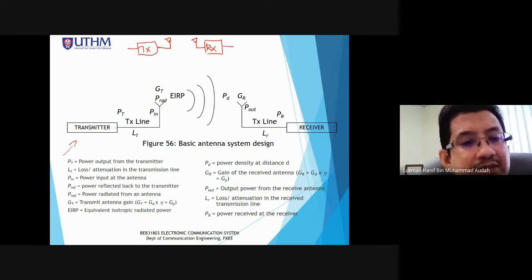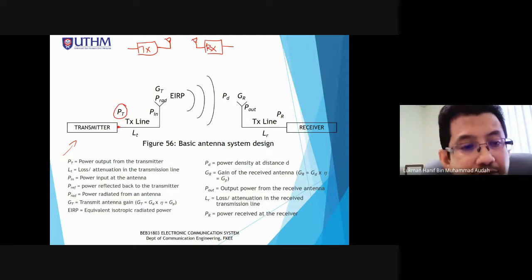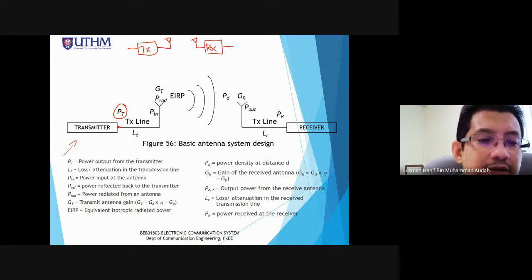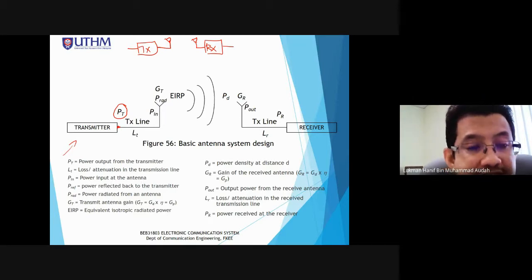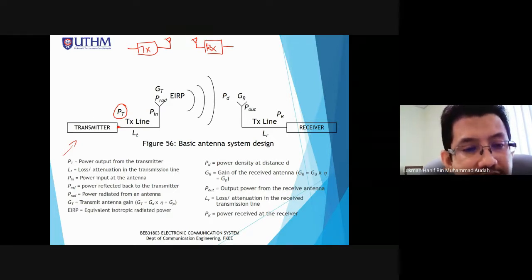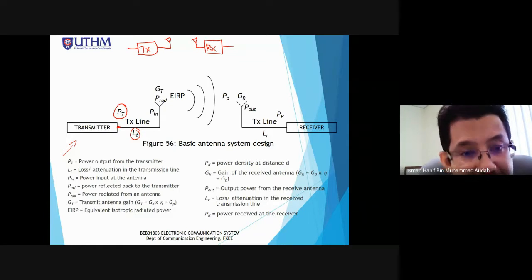Okay, so keluaran daripada transmitter ini dipanggil sebagai PT ataupun transmit power. Okay, power from the transmitter. And then masuk ke dalam transmission line menuju ke arah antenna. So this transmission line, it's not a perfect transmission line yang mana berlakunya beberapa losses. Losses pada transmission line of the transmitter dipanggil sebagai LT. L for losses, T for transmitter transmission line.